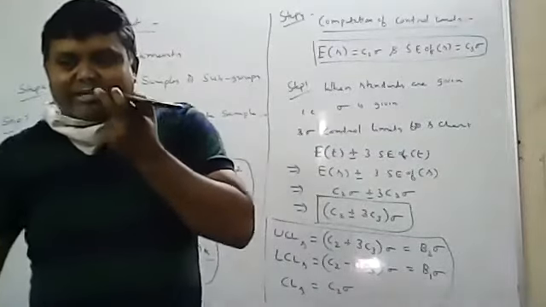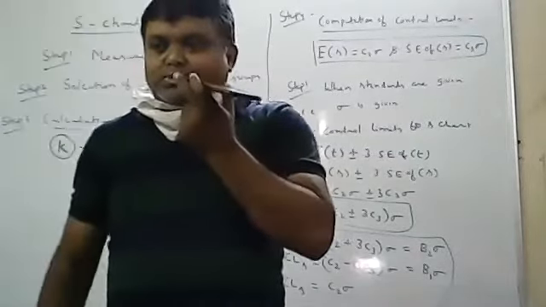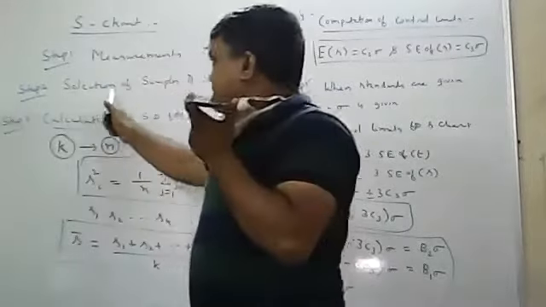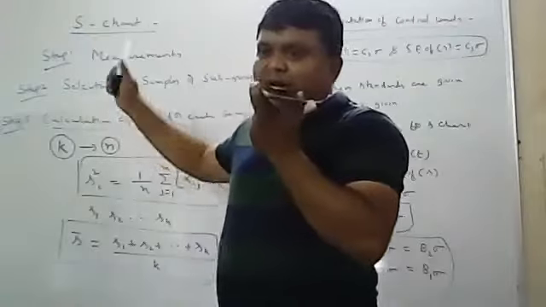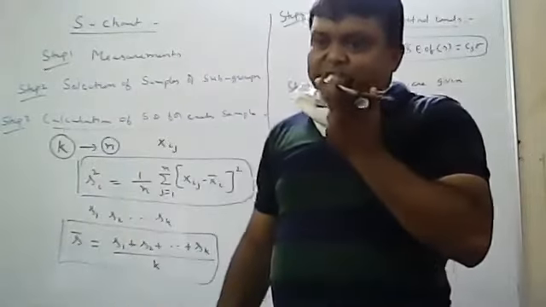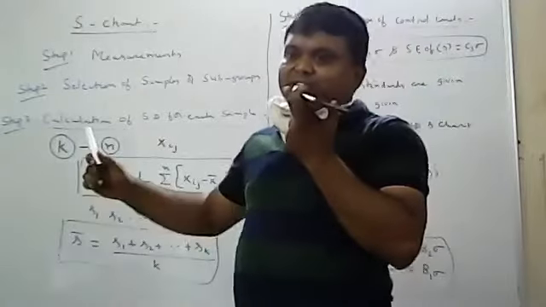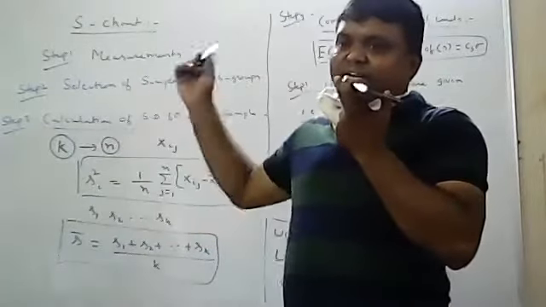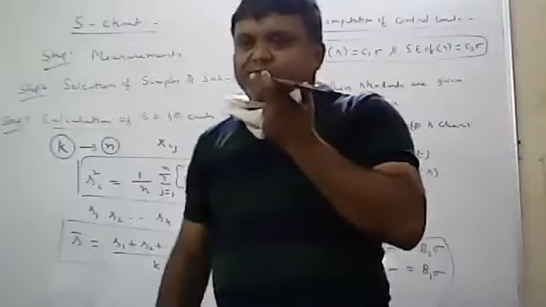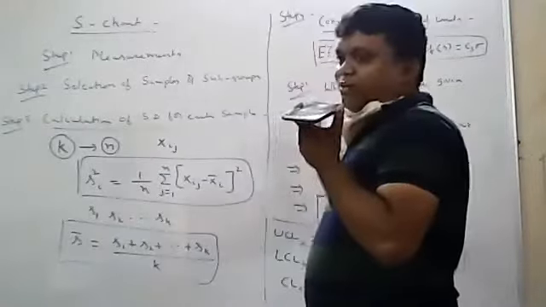So in control charts for variables, the first 2 steps and the last 2 steps are the same. The first 2 steps are measurements and then selection of samples or subgroups. The last 2 steps are construction of the chart as well as interpretation of the chart. The only difference is that in place of the mean, you substitute the range or the standard deviation. That is the only difference. So 4 steps will be the same, only 2 steps will change: step number 3 and step number 4.